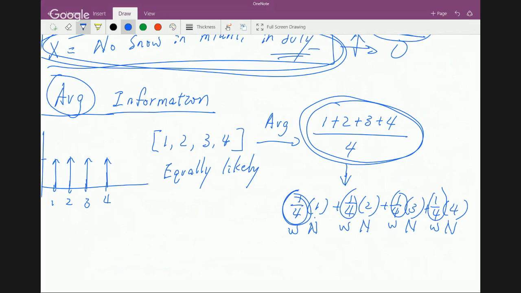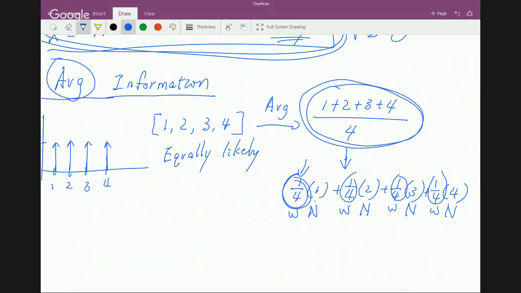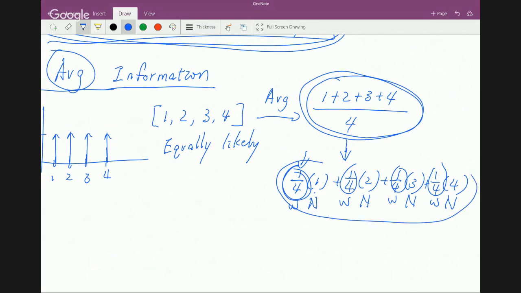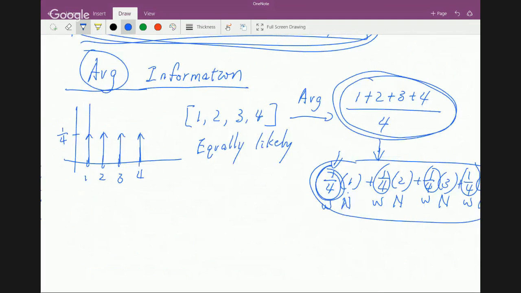The average equation. But what if this one is actually more likely? You will see 1 a lot more often than 2, 3, 4. Then when you start averaging them together, it doesn't make as much sense. Let's say over here, instead of 1/4, this is 2/4. And these are smaller: 1/8 and 1/8, right here 1/8.